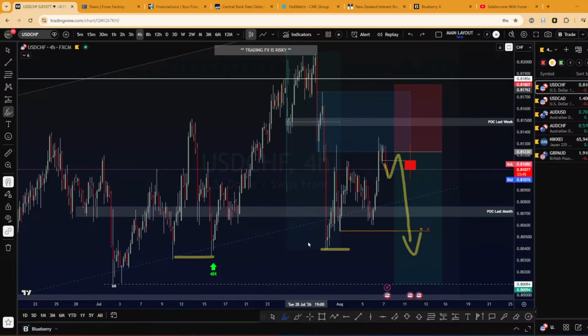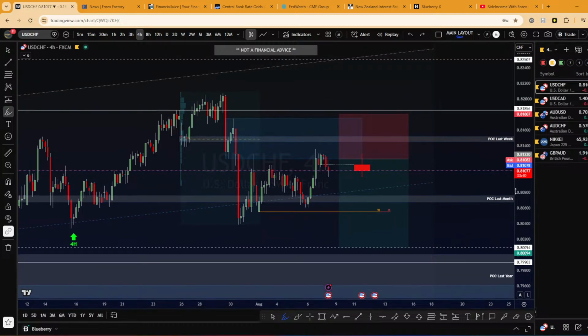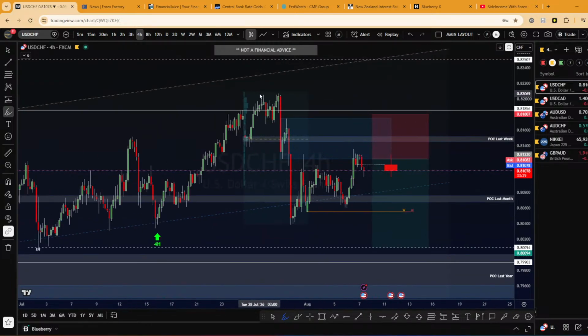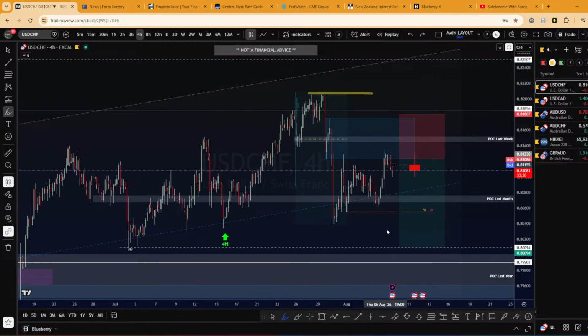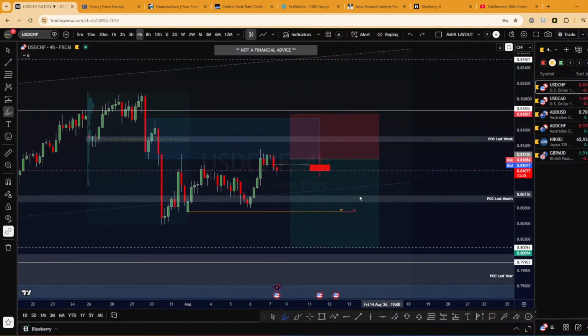right there. Okay, but if we get a strong NFP, then for me I will just wait for price to continue to break this high and then maybe continue to the upside. Clearly, this is my plan on USDCHF.